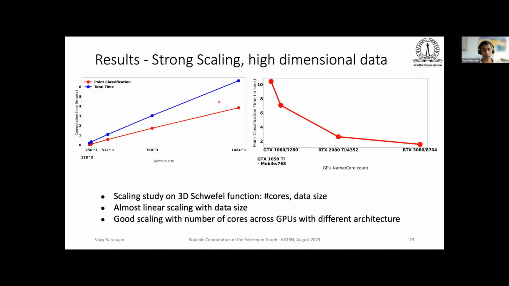We also see good scaling with the number of cores on the GPU for the critical point computation. So going from 768 up to about 8,000 cores on the GPU, the runtime does seem to reduce along a good slope. So that's encouraging.